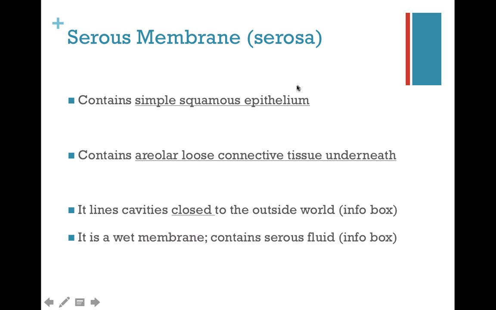Our last type of epithelial membrane is called serous membranes, or serosa. Not like cirrhosis, but it's called serosa. Anytime you see the word "osa," that's talking about a membrane. So serous membranes are going to be closed to the outside world, meaning they do not lead to the outside world and they are not exposed to the outside world.